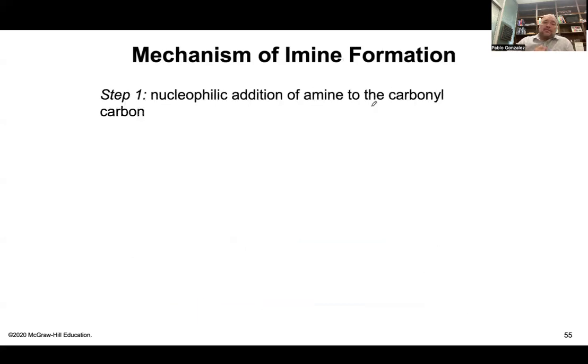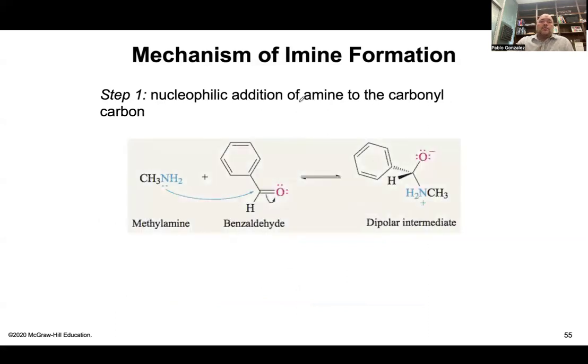The mechanism, the first step is going to be the nucleophilic addition of the amine to the carbonyl group. We have here the amine, methylamine, attacking the carbonyl group, which is the electrophile in here. Nitrogen, with a lone pair of electrons, is a good nucleophile, attacking here. And then we break this bond to create the lone pair of electrons up here. And this is the dipolar intermediate that we have.